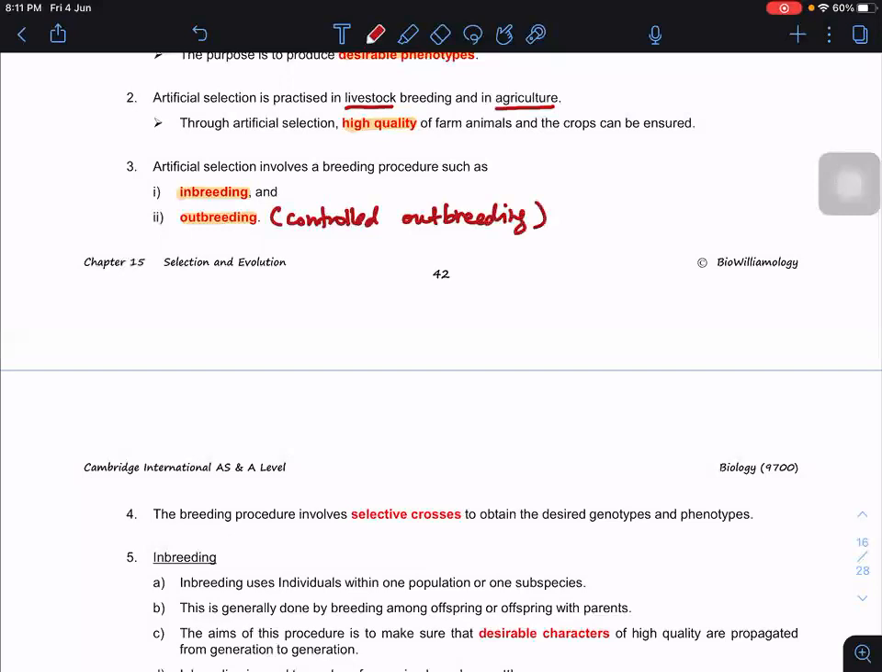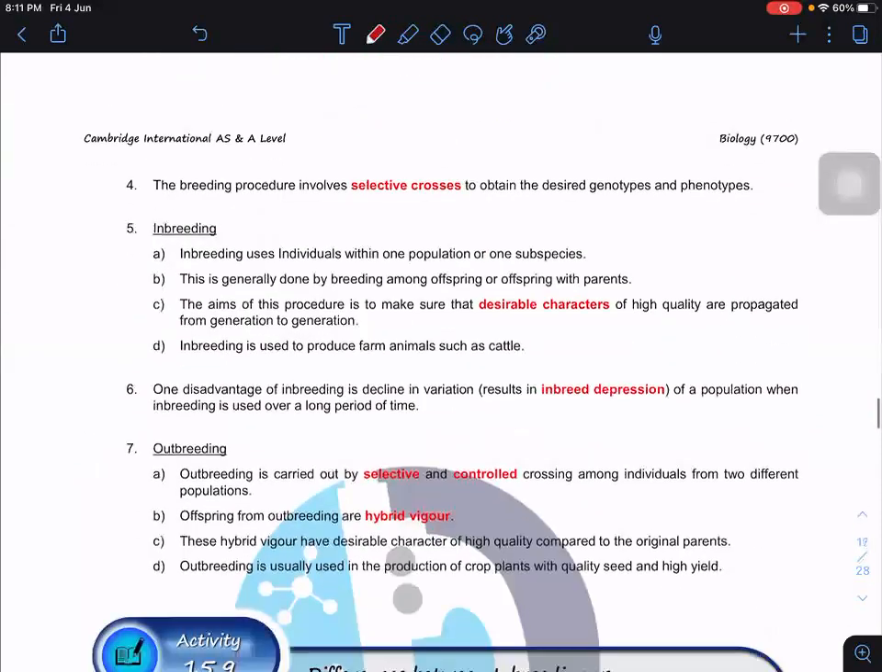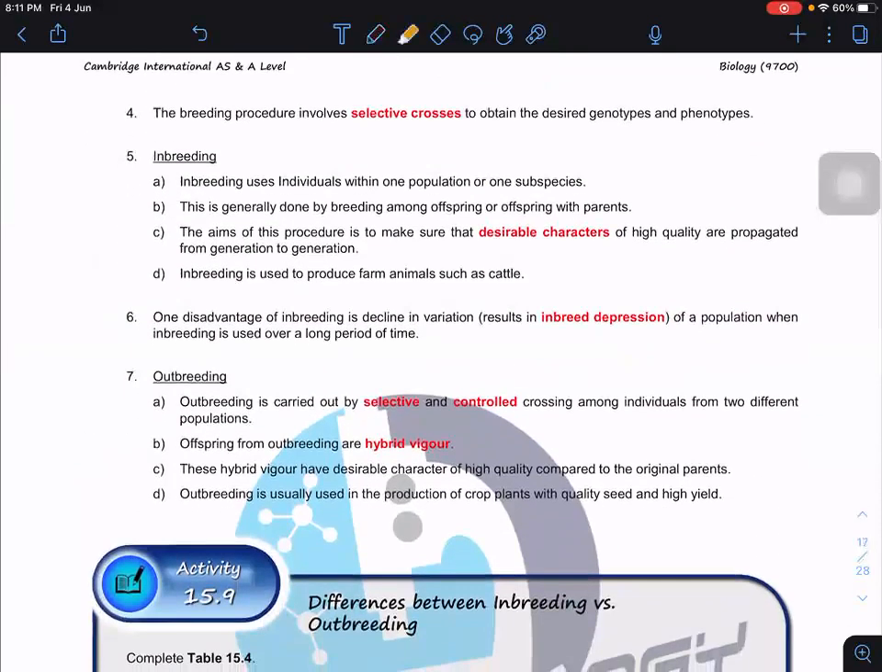Okay, so we're going to look at what the differences are between inbreeding and outbreeding, and then you'll understand why we need to do controlled outbreeding. The breeding procedure here must involve a selective process. Highlight the words selective process here.